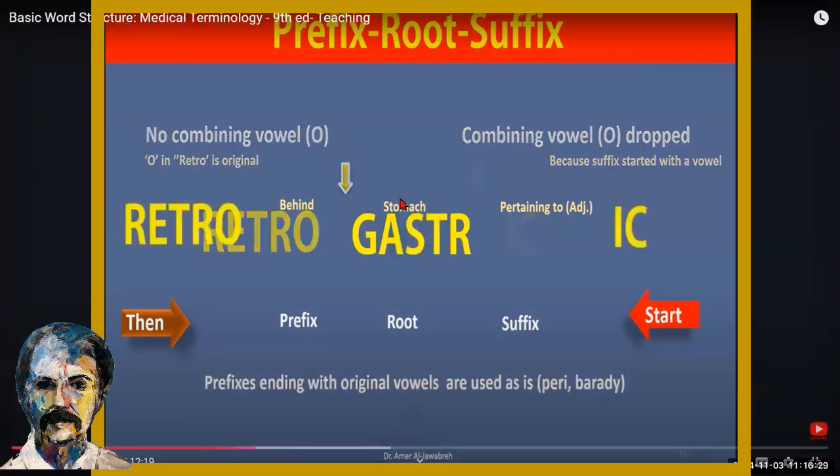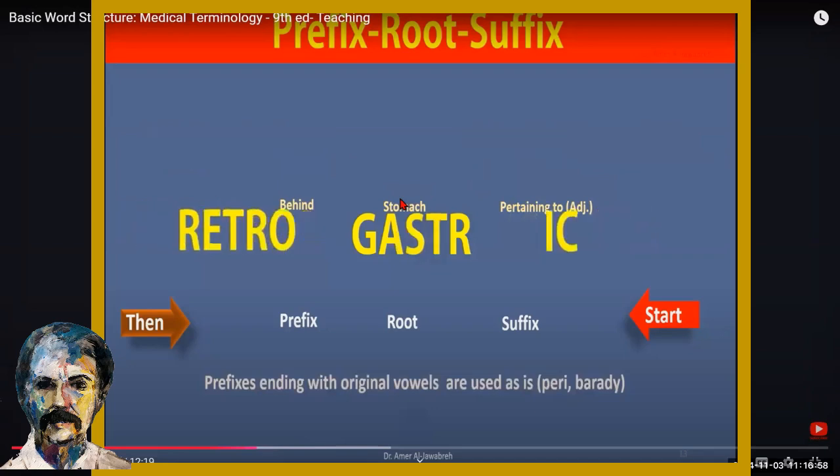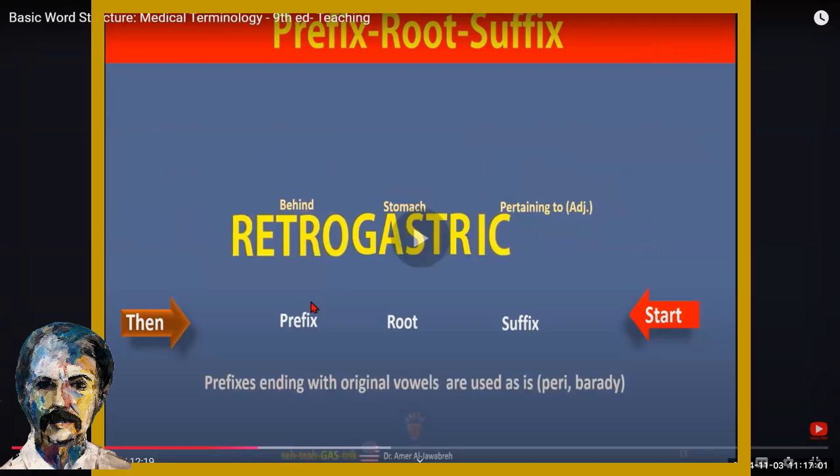Prefixes ending with an original vowel are used as is. They are kept. Example, peri, perianum, brady. That's the Y. I told you the Y sometimes people consider as a vowel. So brady, bradycardia. They don't remove the Y because the Y is part of the word, original part. Okay, so look here. Retrogastric. Listen again, retrogastric.